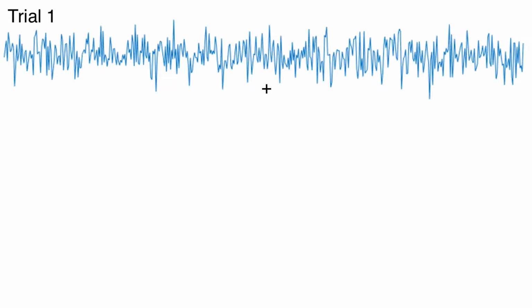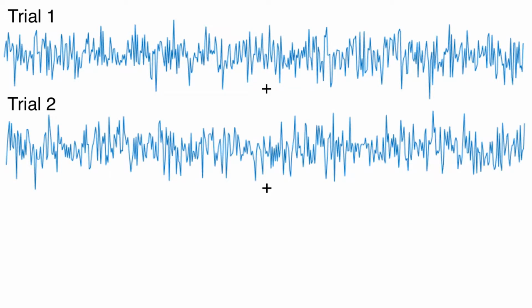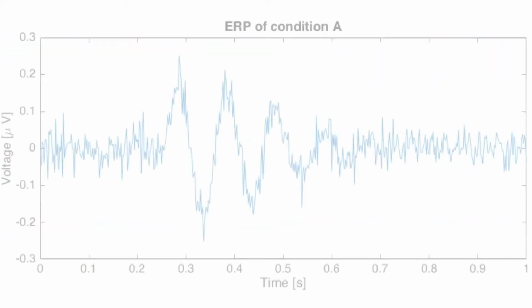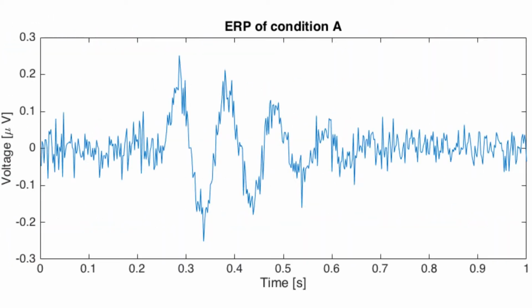To compute the ERP, we averaged the EEG data across many trials. This is a nice plot, but how confident are we that the values extend significantly above or below the baseline level, in this case the value 0? To address this, let's include confidence bounds in our plot of the ERP.